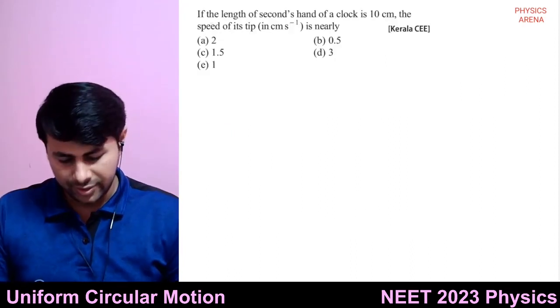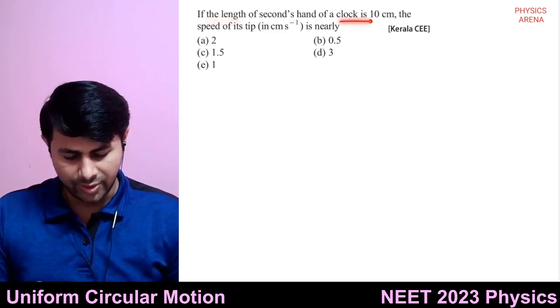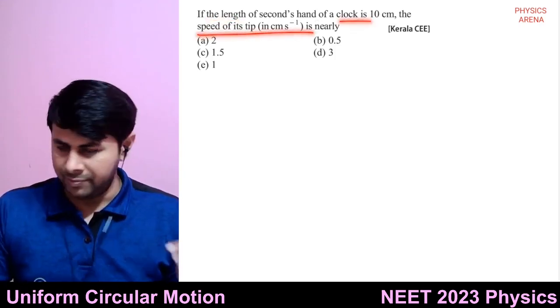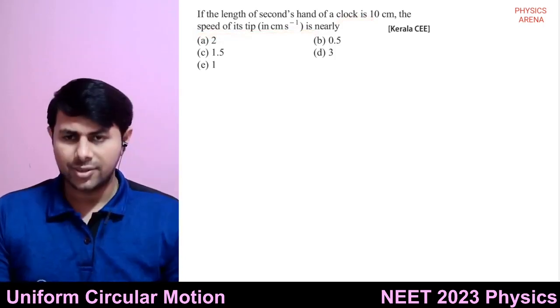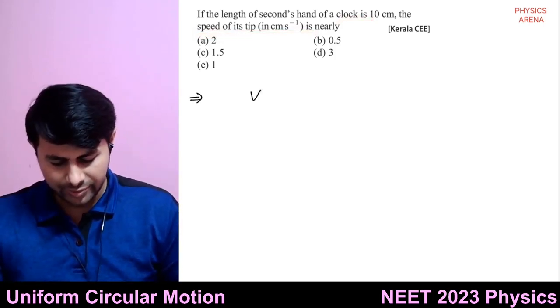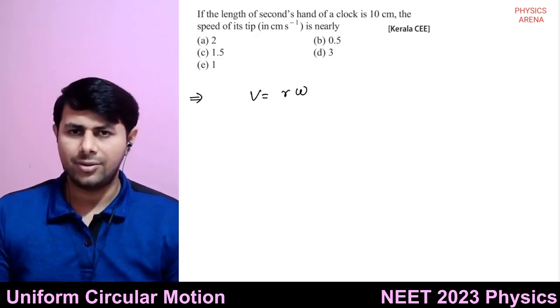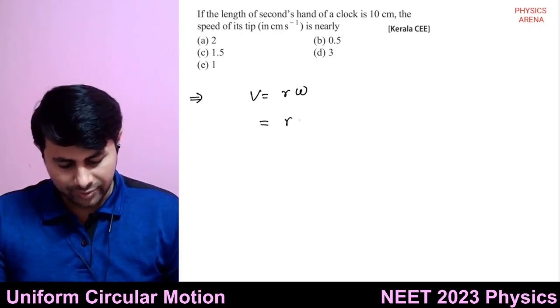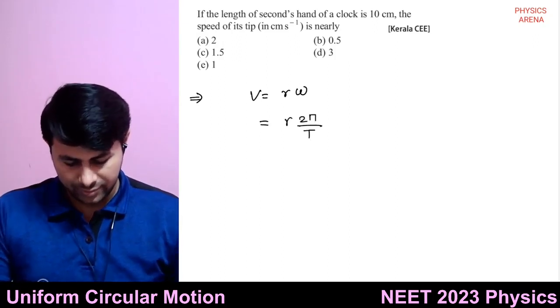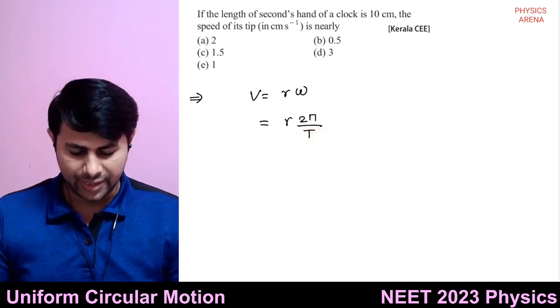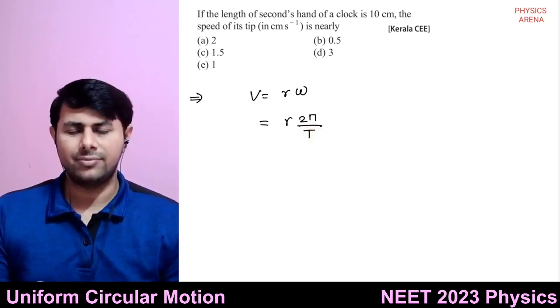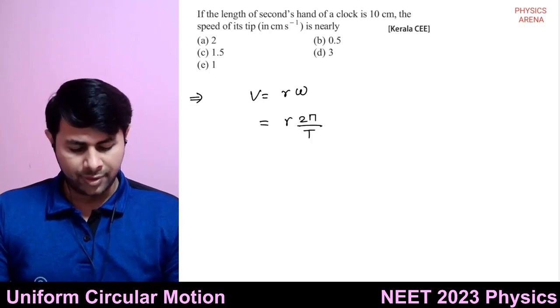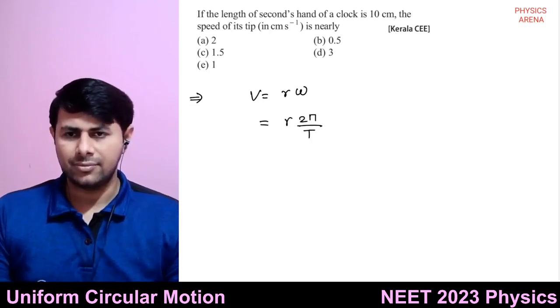See this next question. The length of the seconds hand of a clock is 10 centimeter. The speed of its tip is nearly? Simple, right? Speed V is equal to R times omega. What is omega? Angular speed of the seconds hand, so omega is equal to 2 pi divided by T. What is the time period of the seconds hand in a clock? How many seconds? 60. Is it 60 seconds?